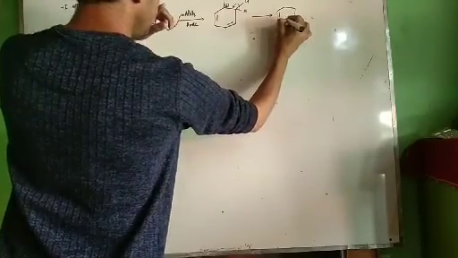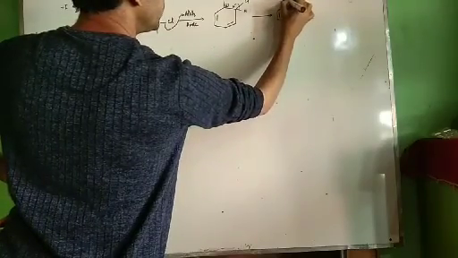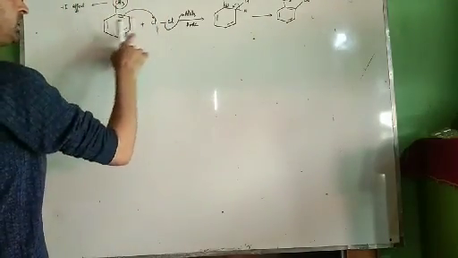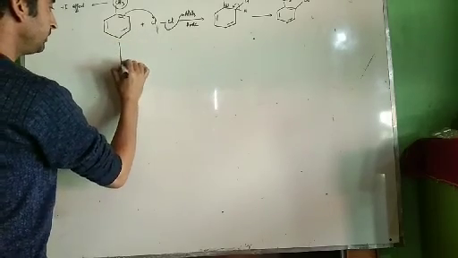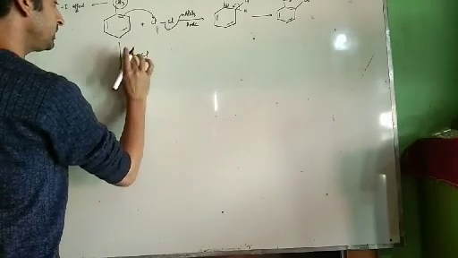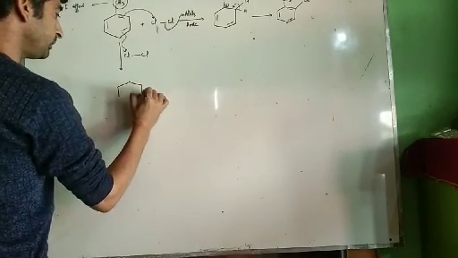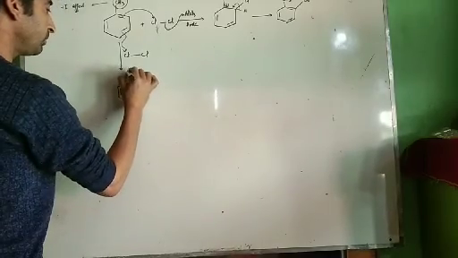Now the product is ortho chlorotoluene. This is our toluene, and at the ortho position we have substituted chlorine. Similarly, we can substitute it at the para position. At the para position, we treat it with Cl-Cl, that is Cl plus and Cl minus. Now it attacks over here, we get the para substituted product. This is our para chlorotoluene.